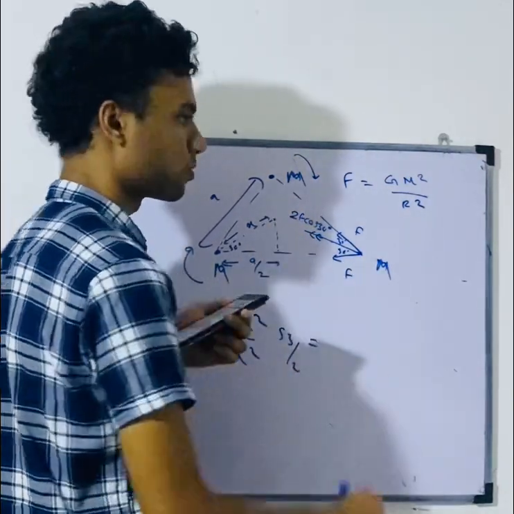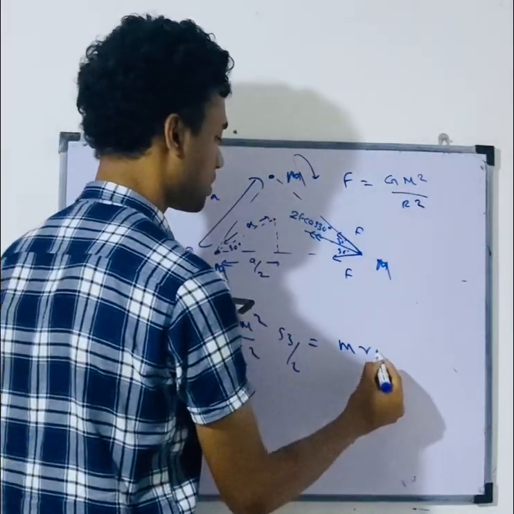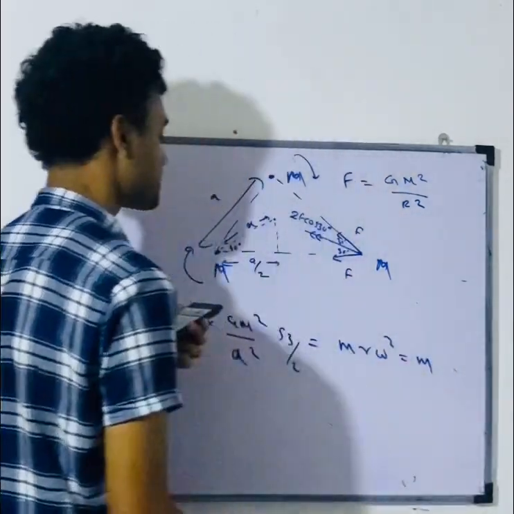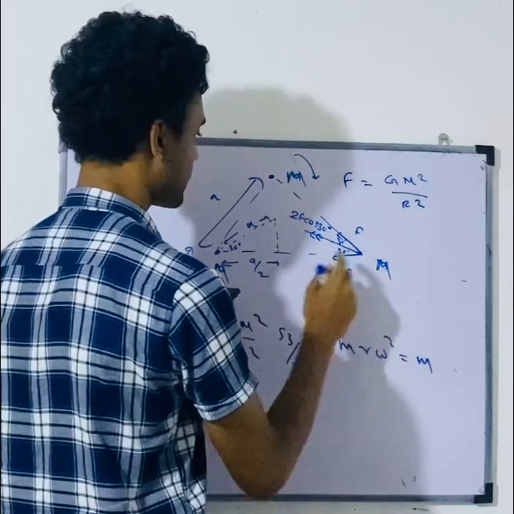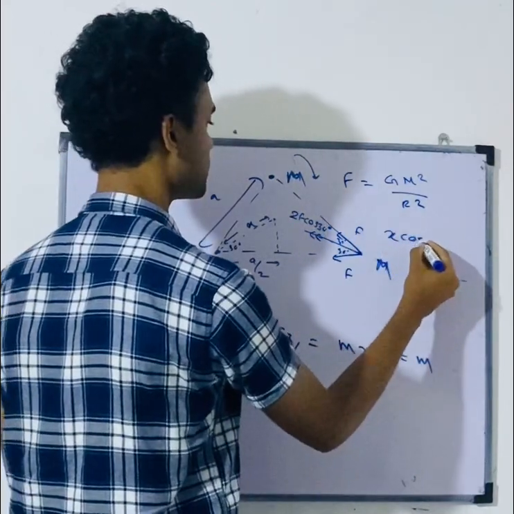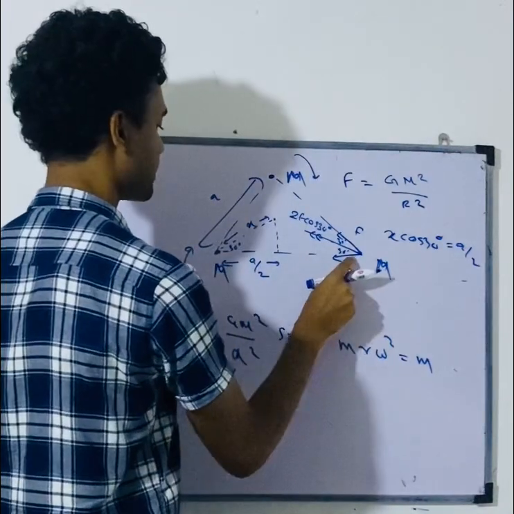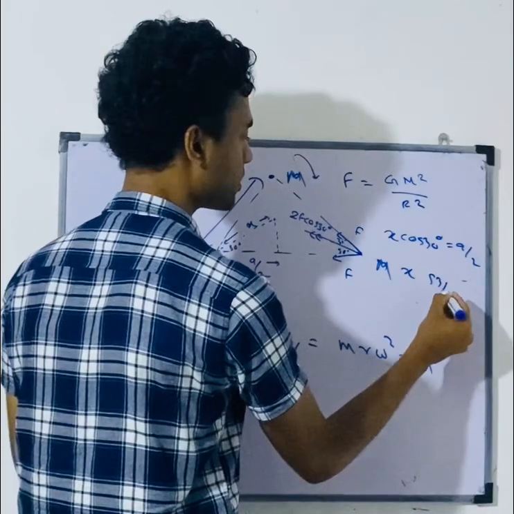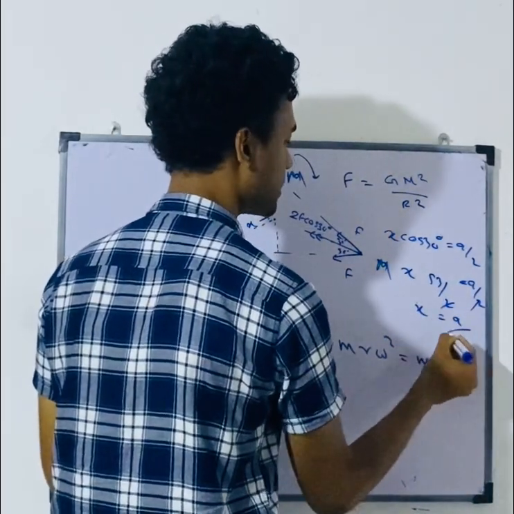So this is acting like a centripetal force. It should be equal to M r omega squared. What's r here? The radius is x. So what is x here? We can say x cos 30 is equal to a over 2. If this entire length is a, this is going to be a over 2. Then x times root 3 over 2 is equal to a over 2. The 2 and 2 cancel, and x is equal to a over root 3.